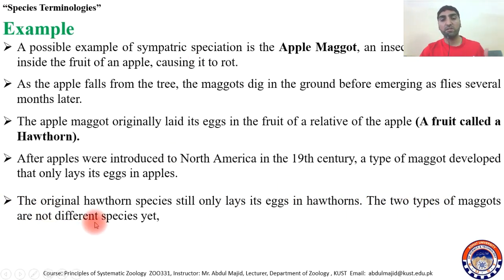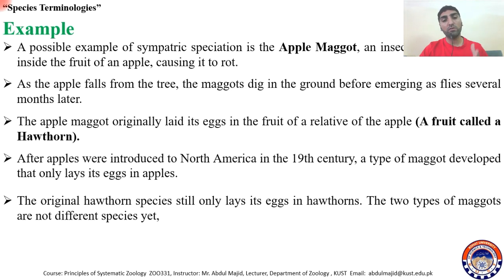Because those flies which are now laying their eggs in the apple cannot lay their eggs in the hawthorn, and those who are laying their eggs in the hawthorns cannot lay their eggs in the apples. So the maggots are now adapted to the apples, and the other population is adapted to the hawthorn. So now they are very different.